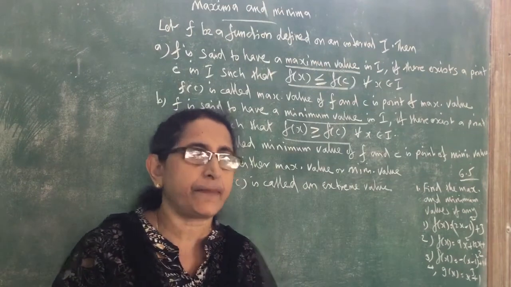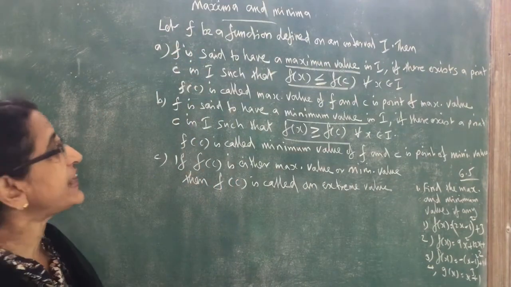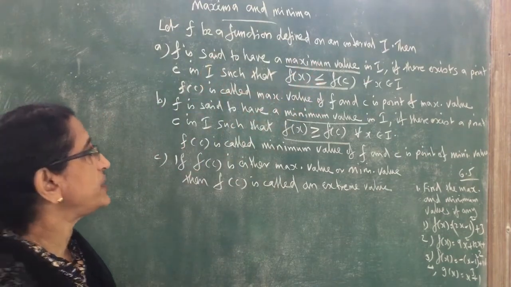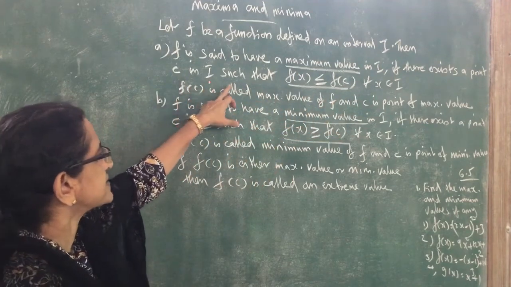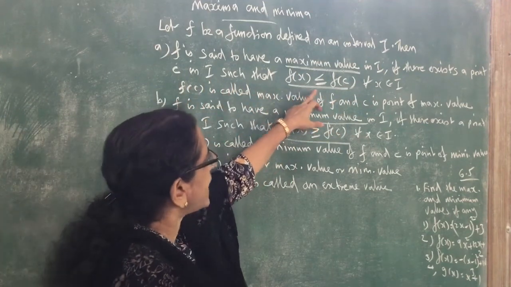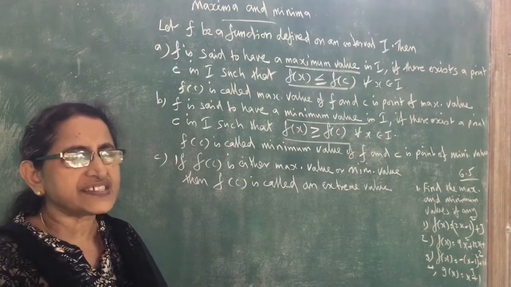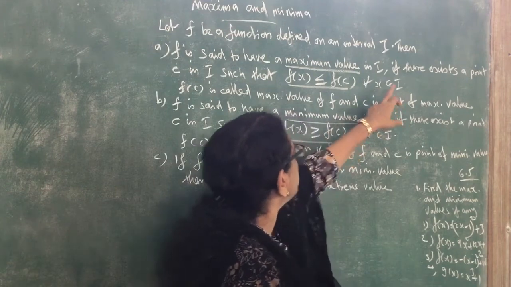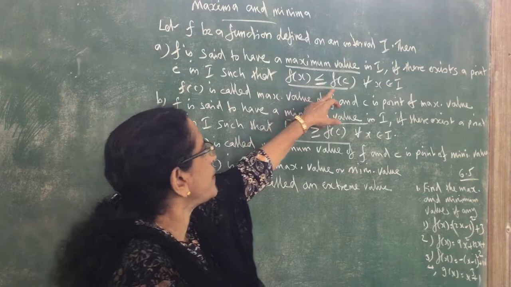Maxima and minima. Let f be a function defined on an interval I. Then f is said to have a maximum value in I if there exists a point c in I such that f of x is less than or equal to f of c for every x belongs to I. That means in the interval, if you take any real number x, the value of f of x is less than or equal to f of c.